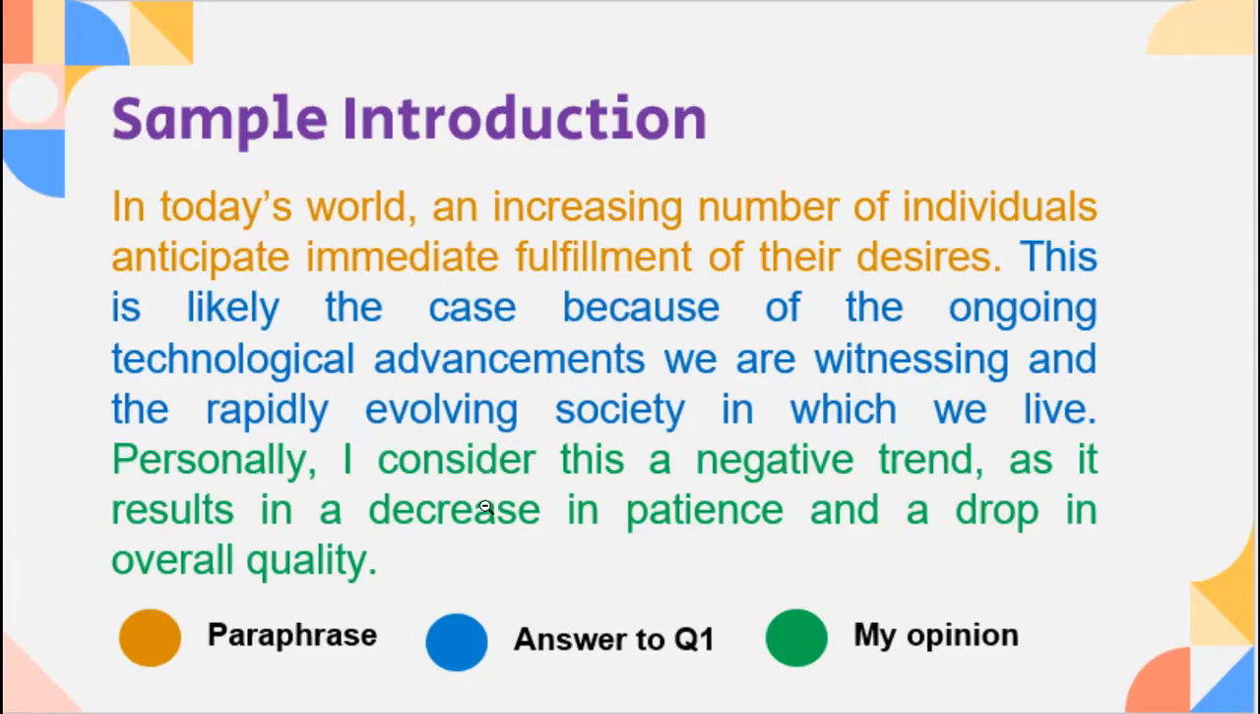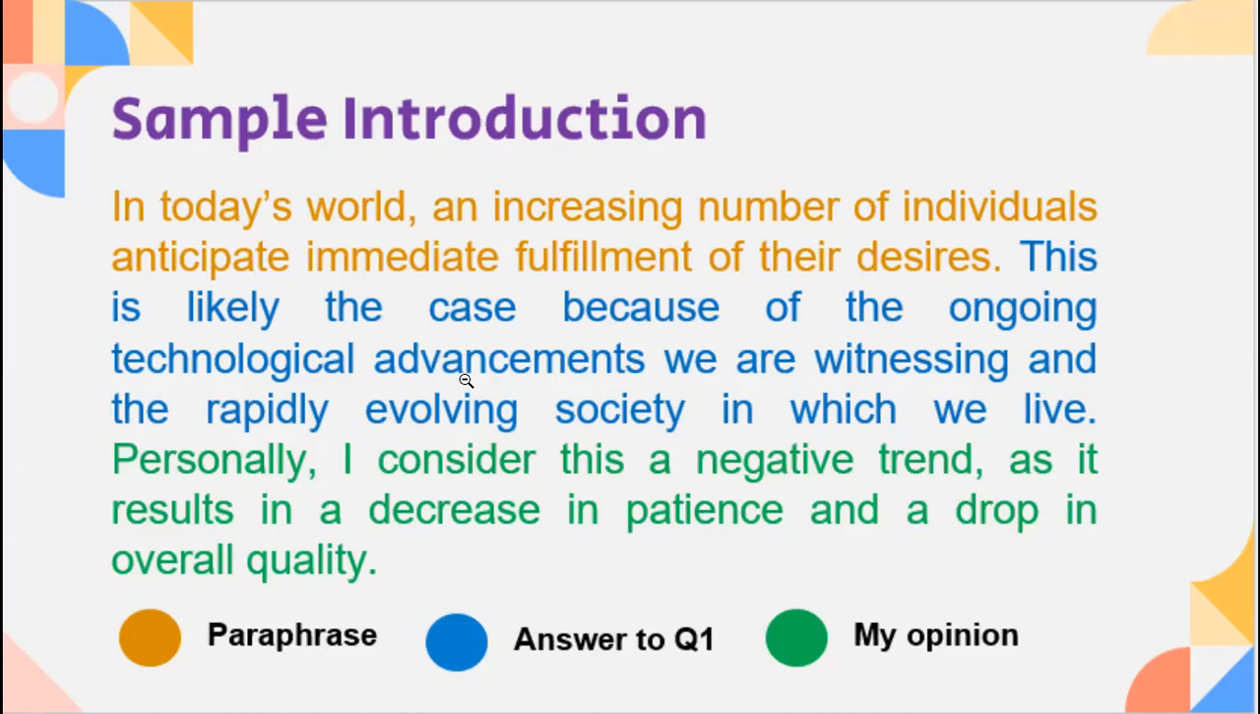That's it. This is all that you need to do, guys. Okay, it's very easy, very simple. Do not be daunted by those who say, "I cannot write in English." I have shown you how to write simple, compound, and complex sentences. Look at the sentences: "An increasing number of individuals anticipating..." This is what you call a simple sentence. But this is likely the case because of the ongoing blah blah blah. This is complex. I consider this negative trend as this is complex. Two complex sentences, one simple. This is perfect.